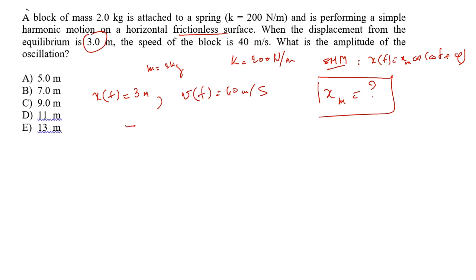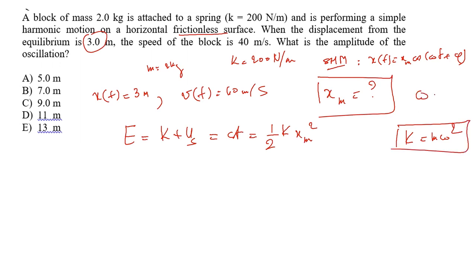On a frictionless horizontal table, the mechanical energy, which is kinetic energy plus spring potential energy, is a constant, and is half k xm square, with k equal to m omega square. Basically, omega is just square root of k divided by m. It's in your formula sheet, for a spring-mass system.